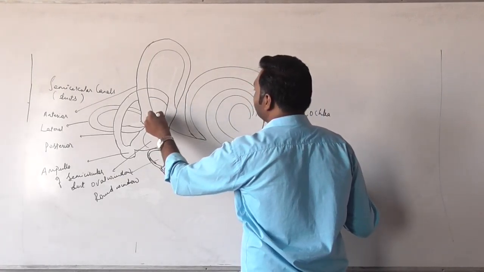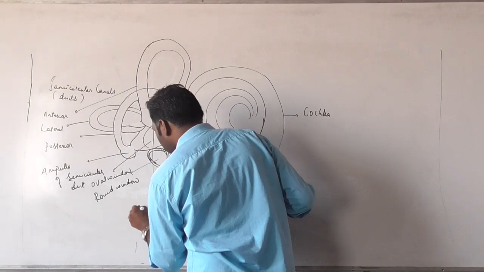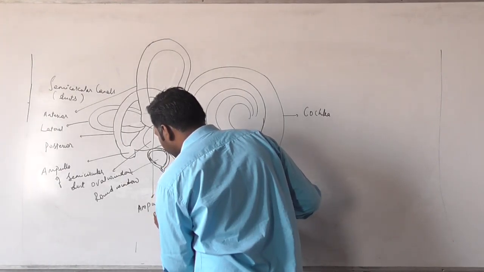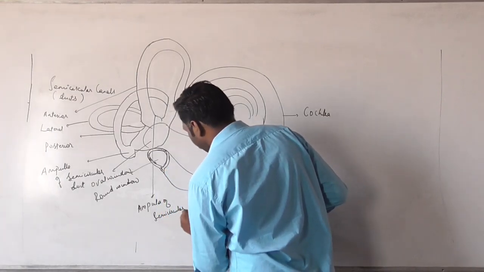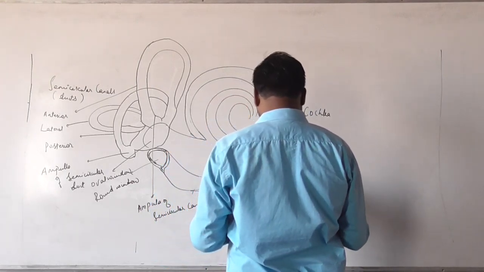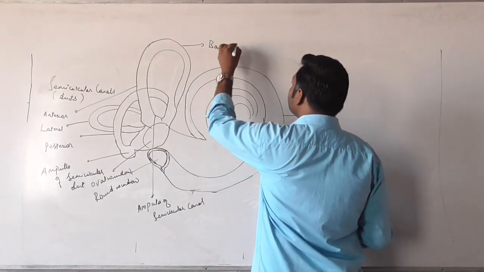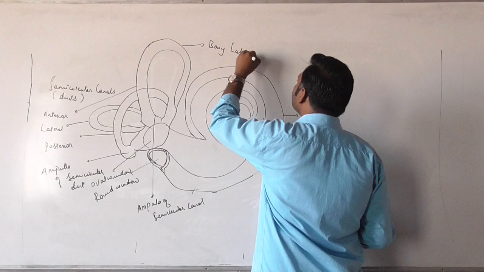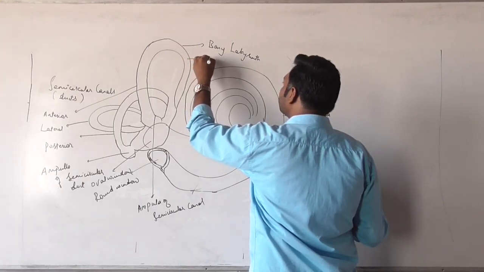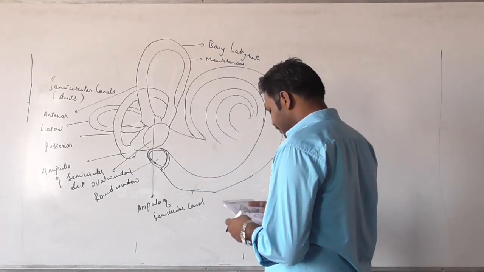Here again there is a bulging part, we'll label it over here, which is referred to as the ampulla of the semicircular canal. So here is the bony labyrinth. And internally it is the membranous labyrinth. So this is about the internal structure.